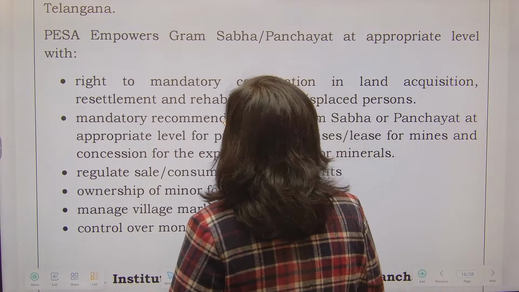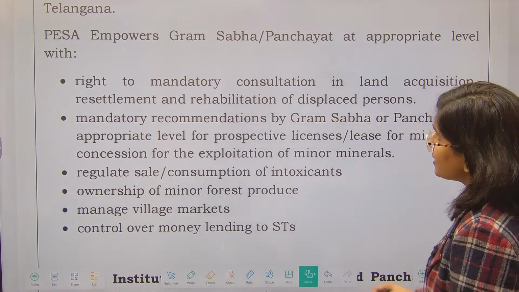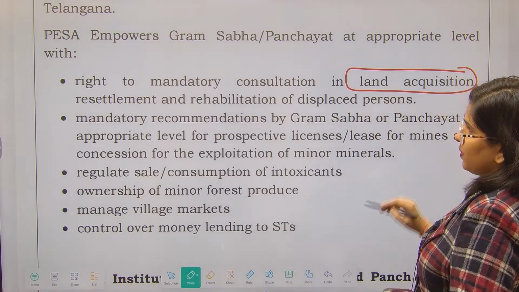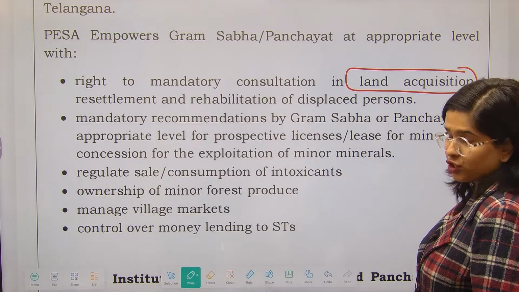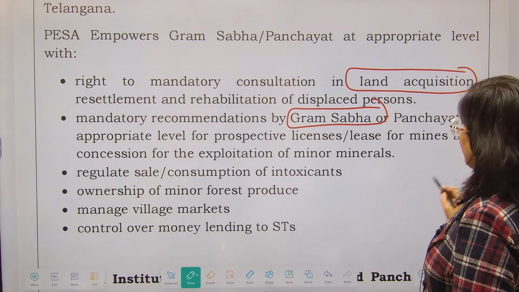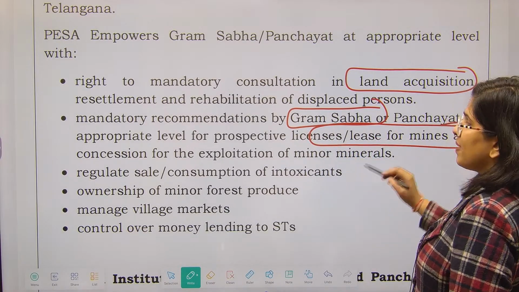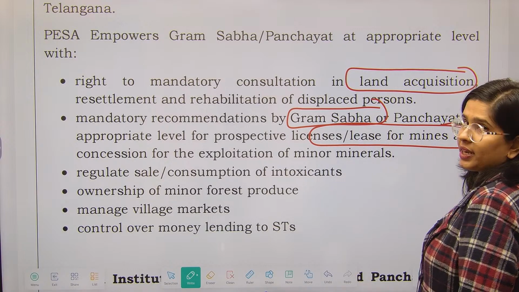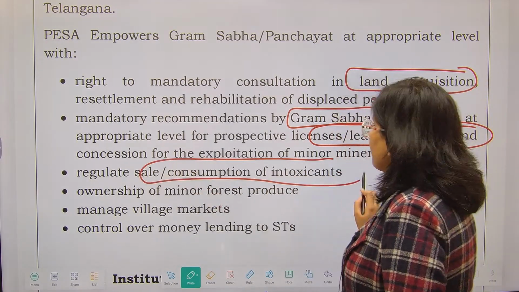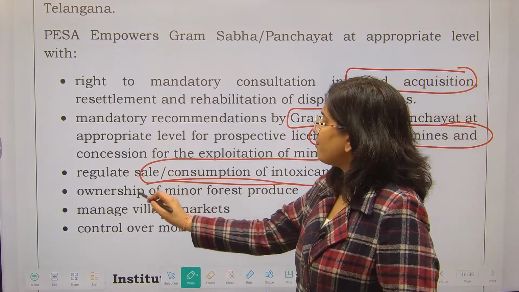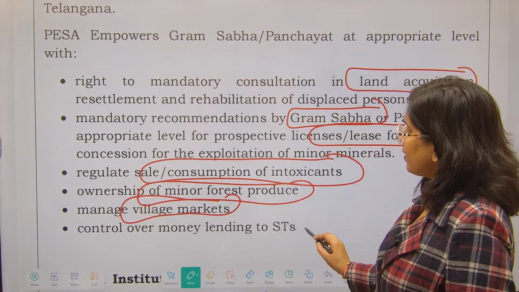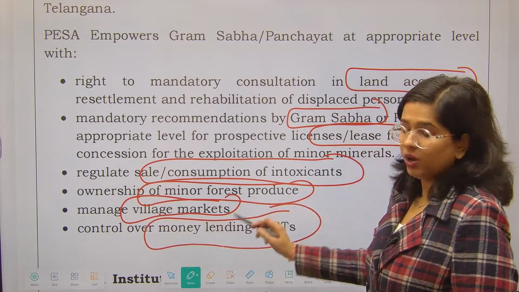So PESA empowers the right to mandatory consultation if there is land acquisition, resettlement, and displacement. So there has to be a mandatory consultation with the Gram Sabha, and mandatory recommendation by the Gram Sabha at the appropriate level for the lease of mines, concession for the exploitation of minor minerals, regulation of sale and consumption of intoxicants, ownership of minor forest produce, managing the village markets, and control over money lending to the scheduled tribes, right?